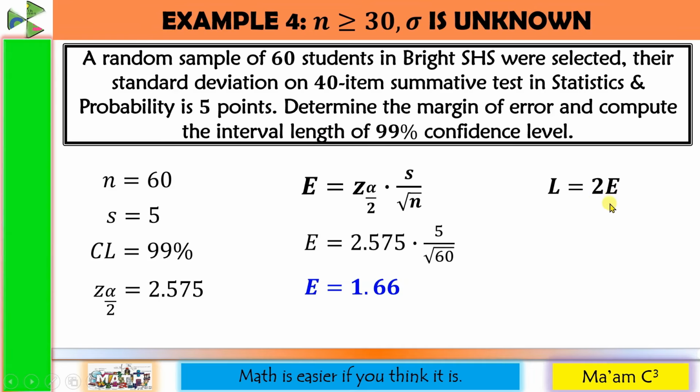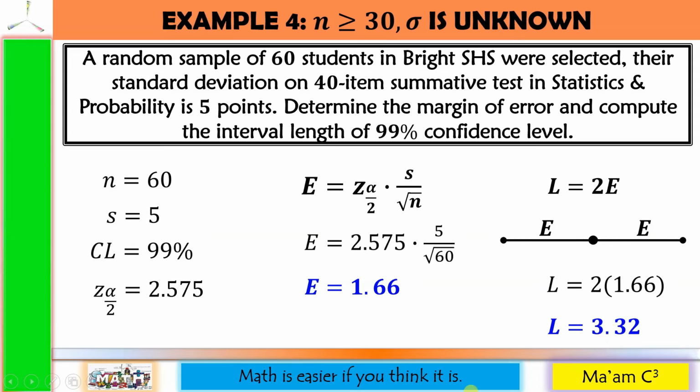Let me explain this. Consider this as the confidence interval and this is the middle value or the sample mean. Now, from the sample mean to the lower limit is the margin of error. And from the sample mean to upper limit is also the margin of error. So the confidence interval length is equal to twice of the margin of error. So L is equal to 2 times 1.66 and this will give us 3.32.